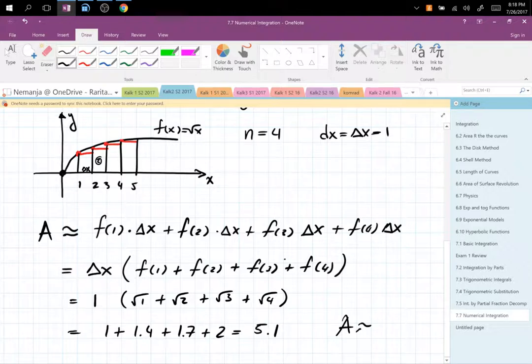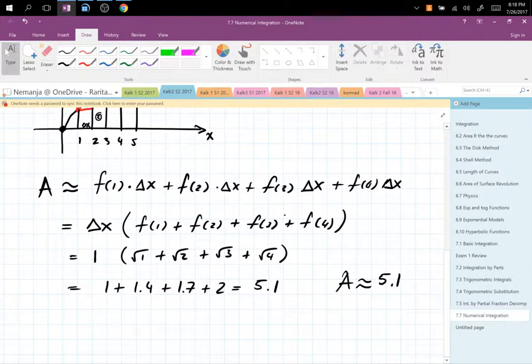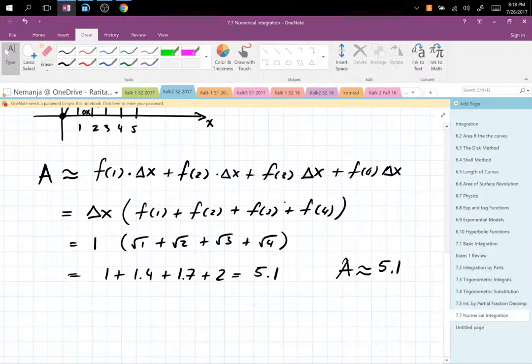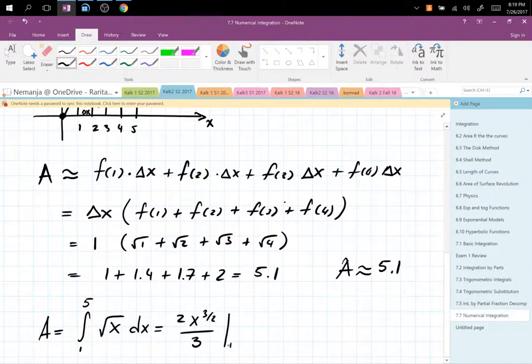So area is approximately 5.1. Now I can do this integral. Is me bragging, right? I can do this integral exact and calculate exact area and see how well our 5.1 holds. So that's integral from 1 to 5 of square root of x dx, which is x to the 3 halves divided by 3 halves from 1 to 5. So this is going to be 2/3, 5 to the 3 halves, minus 1.